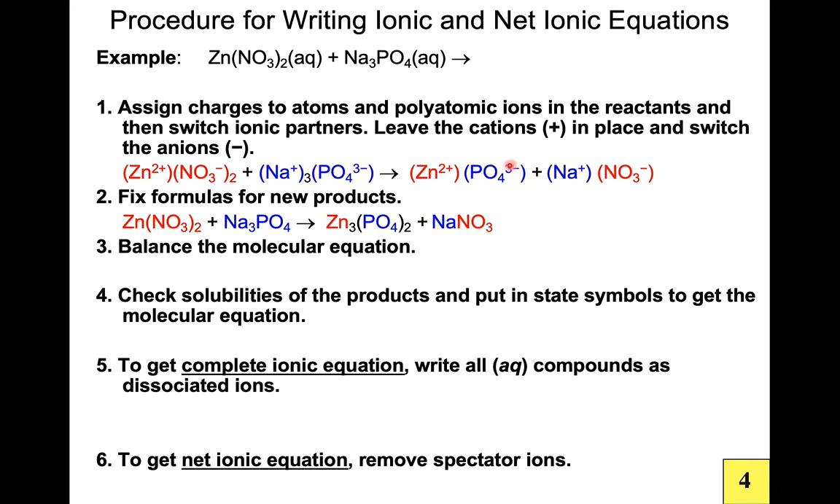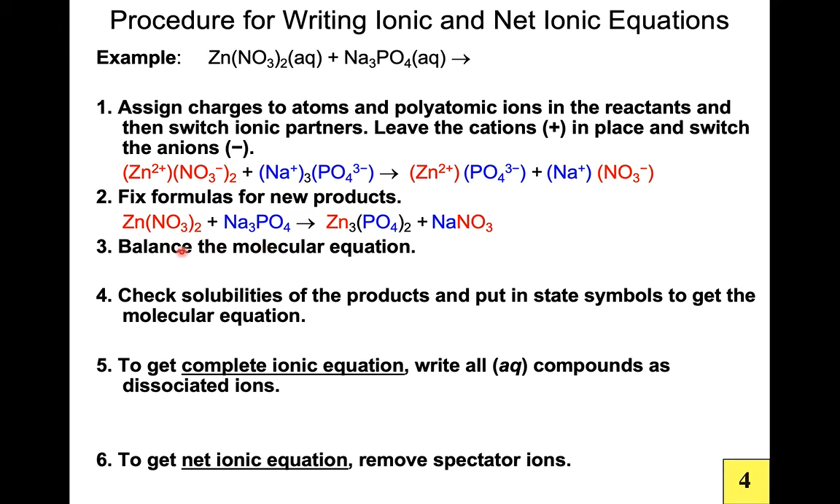One little trick that you may already know is you can do something that's sort of like cross-multiplying, where the charge of the anion comes down and becomes the subscript of the cation, and the charge of the cation comes down and is the subscript of the anion. However you get to it, this is the formula: Zn3(PO4)2, and then, like I said, NaNO3 is fine as it is.